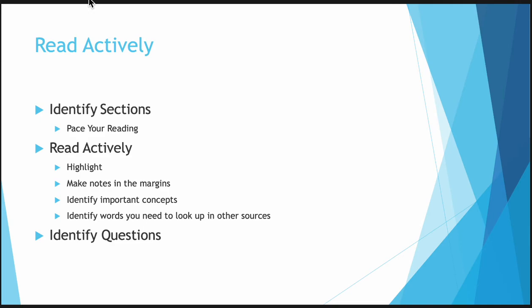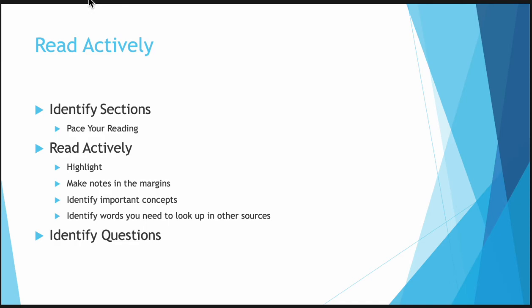Once you've scanned over the article and are assured that it is in fact appropriate for your level of knowledge and ability, it's time to start reading actively. First, identify sections. Most articles, if you download the PDF, are broken up into individual sections that are labeled with specific headings. Pace your reading. Don't try to do all of this in a single setting.